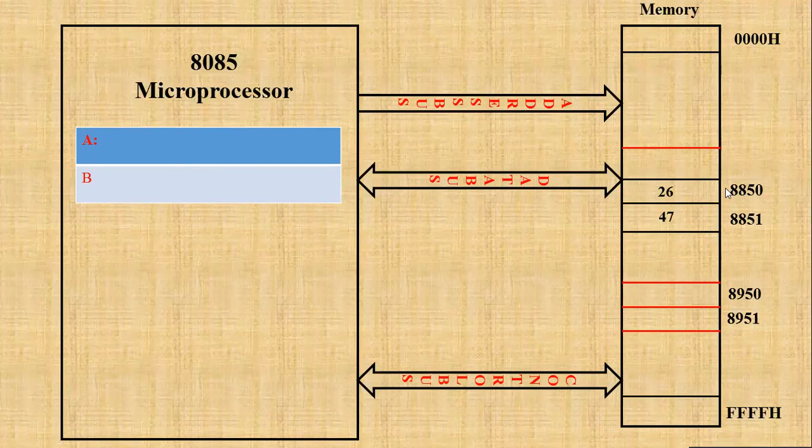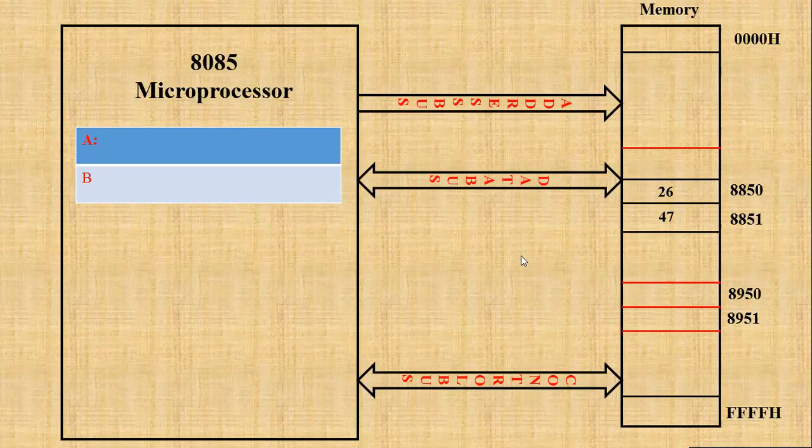Now here, 8850 and 8851. I'm going to consider two memory locations, and another two locations starting from 8950 and 8951. Here I assume there will be data 26 and 47. We have to transfer these two data bytes to another memory starting from 8950. That means we want to transfer data from 8850 to 8950, and whatever data is available in 8850, we are planning to transfer it to 8950, and the next one to 8951.